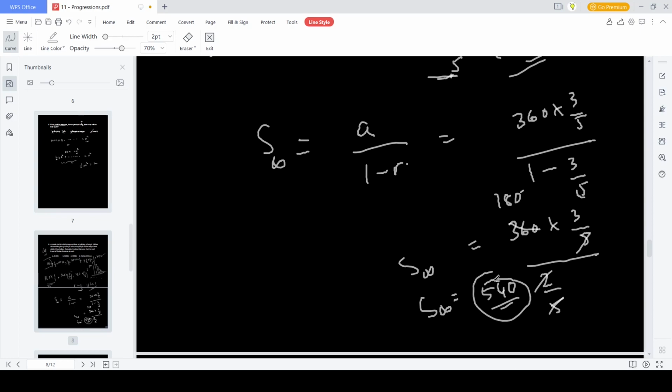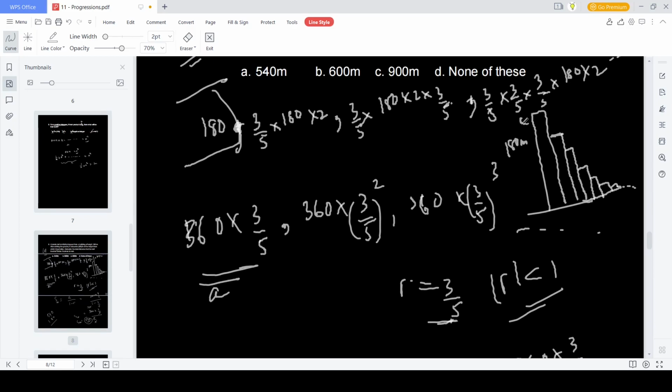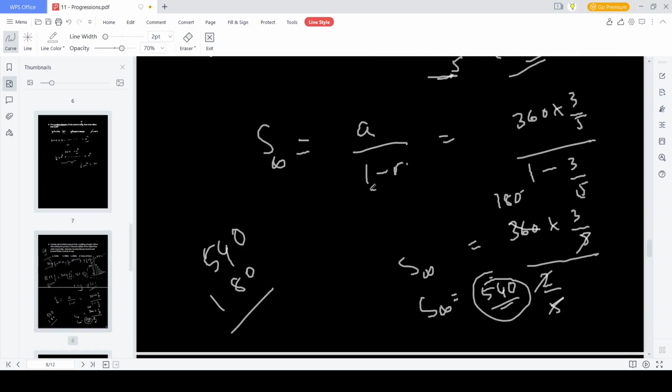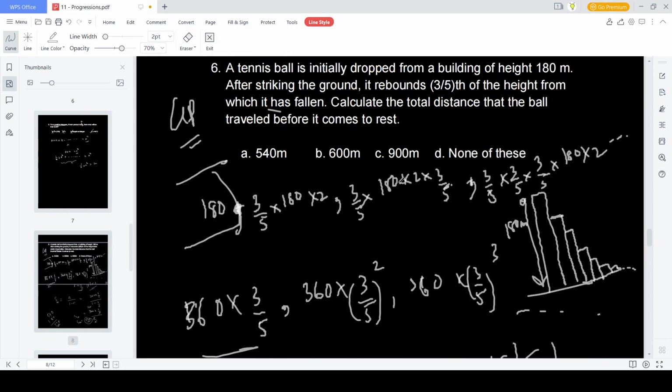Okay, 540 meters are traveled, plus the 180 which it falls down on, right? First it is dropped, right? This 180, I have to add that also. So I'll add 180 and I'll write the answer as 2 carry 1, 720. So 720 meters is traveled before it comes to rest. So the answer will be none of the above.